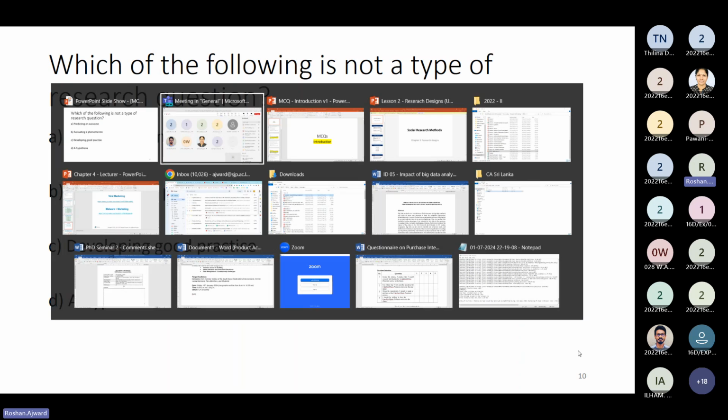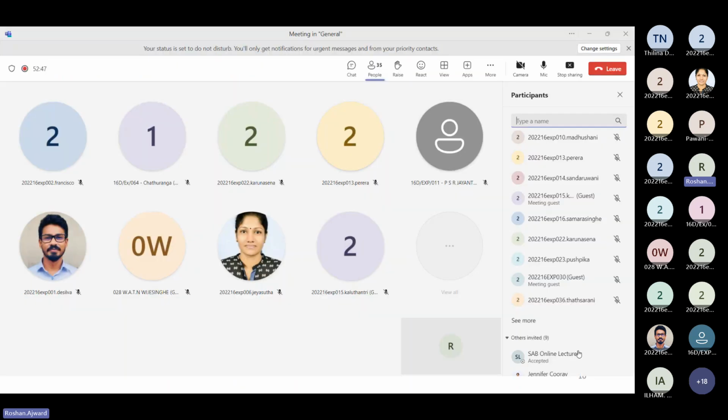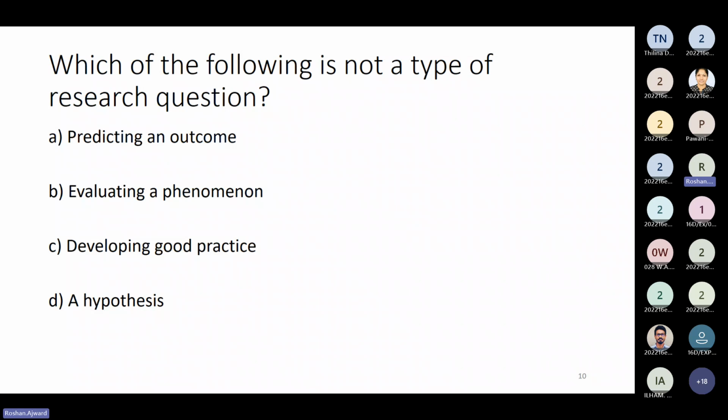Okay, now let's ask this question again, my good students. We have now question 33. Which of the following is not a type of research question? A, predicting an outcome; B, evaluating a phenomenon; C, developing a good practice; D, a hypothesis. Now, Denscombe in 2010 came up with types of research questions. I think you can remember. In that list, this was not there. What's there? A, B, C, or D?